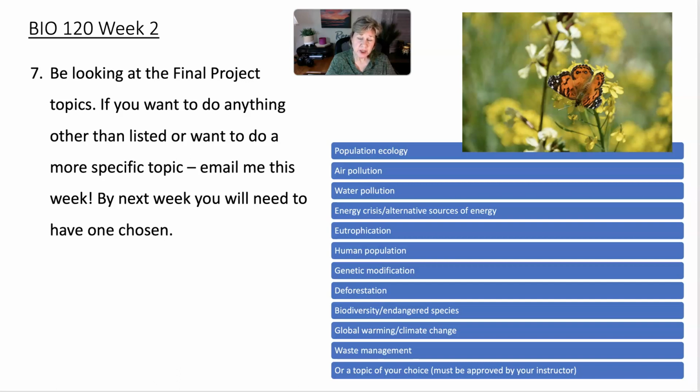Eutrophication is interesting. The human population in November of 2022 hit 8 billion. And by the year 2050, we expect to have 9 billion people on the planet. So it is just growing by leaps and bounds.